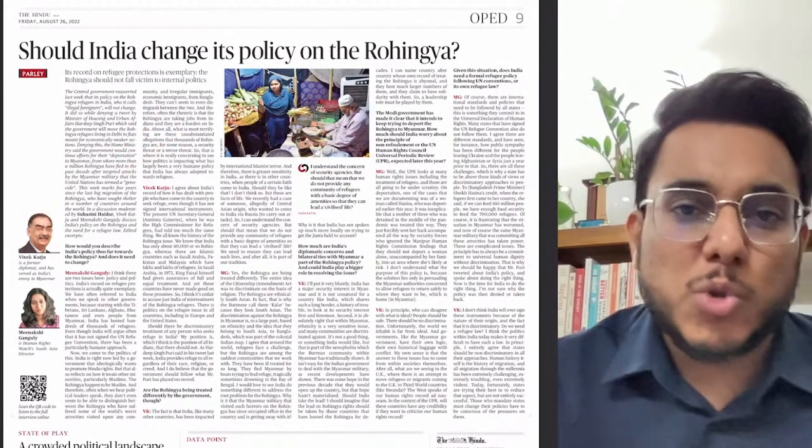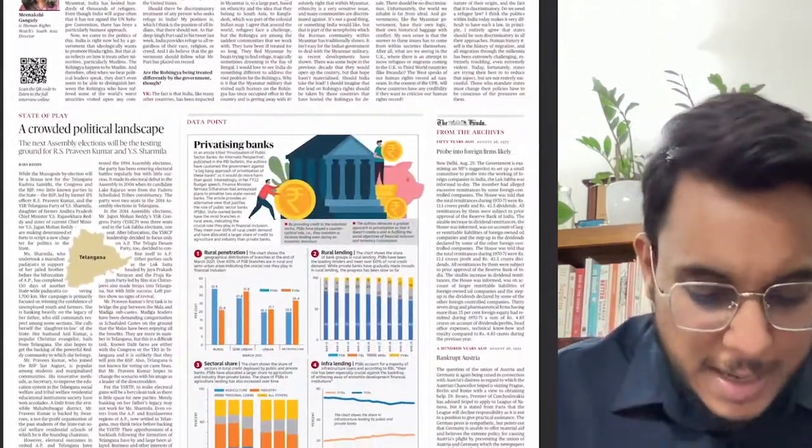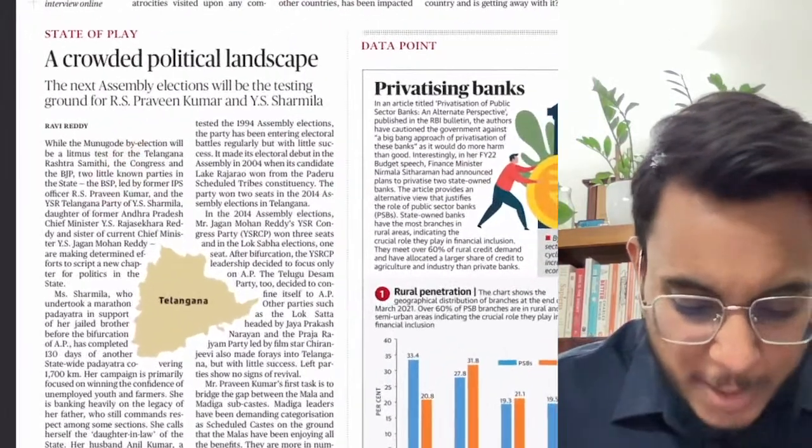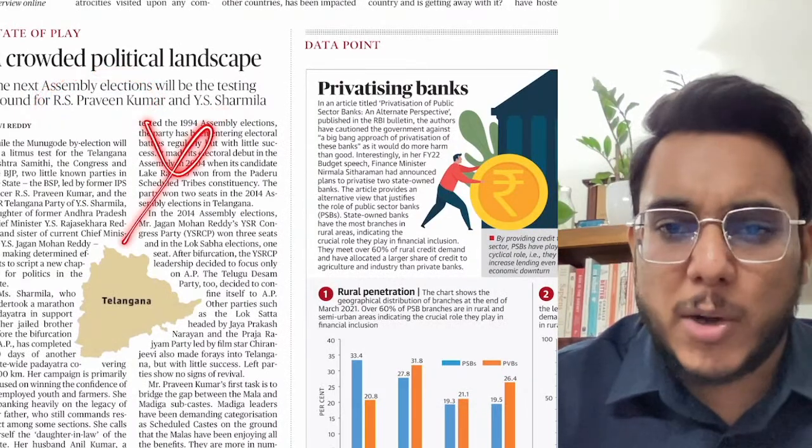Then, should India change its policy on the Rohingyas? So guys, with respect to the refugee issues as well as with respect to the GS paper number 2, we'll see this particular article. Then moving on, a crowded political landscape. Okay, so the testing ground of RS Praveen Kumar and YS Sharmila. Fine, not important for the examination.